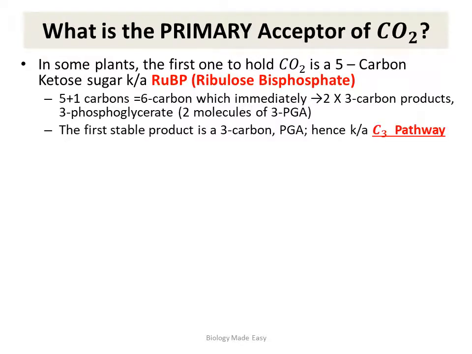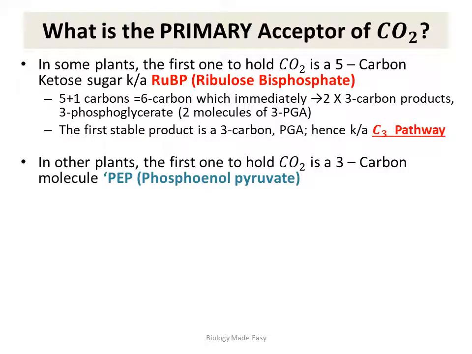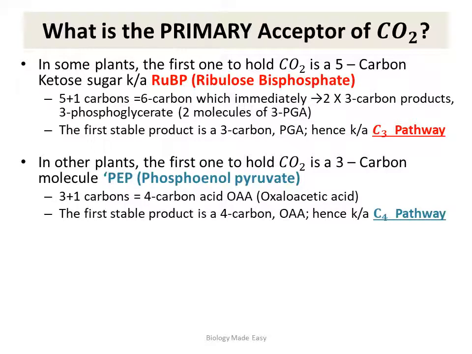In some other plants, the first molecule to hold carbon dioxide is a 3-carbon molecule, phosphoenol pyruvate, abbreviated as PEP. In these plants, 3-carbon PEP with 1 carbon of carbon dioxide becomes a 4-carbon organic acid, oxaloacetic acid. And this 4-carbon oxaloacetic acid is a stable product. So because the first stable product is a 4-carbon OAA, we call it the C4 pathway.